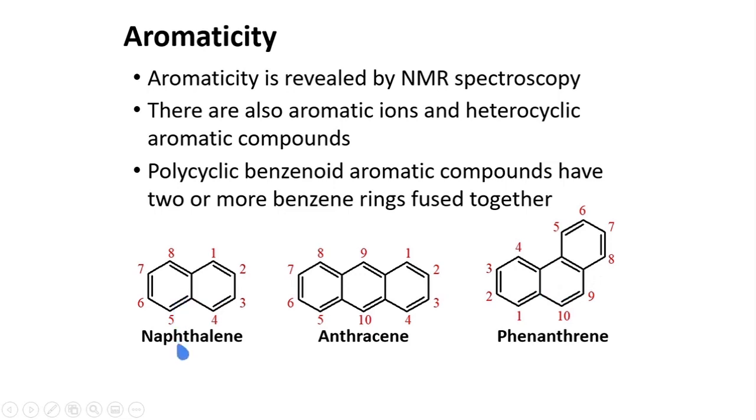The name of this compound is naphthalene, for 2 aromatic rings fused together. For 3 aromatic rings, we can call them anthracene and phenanthrene.